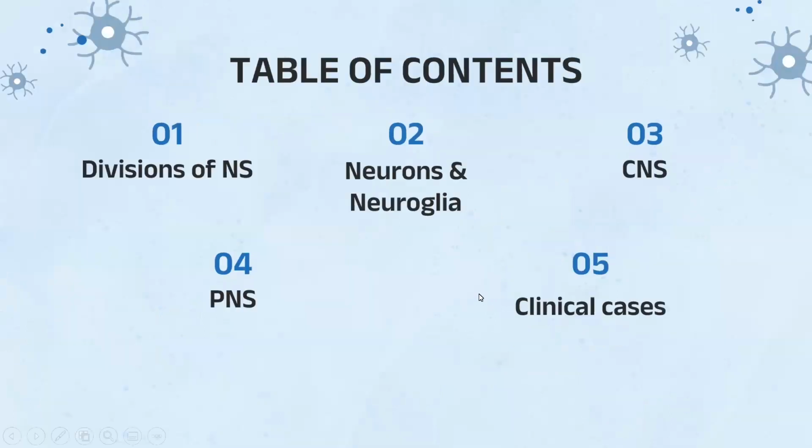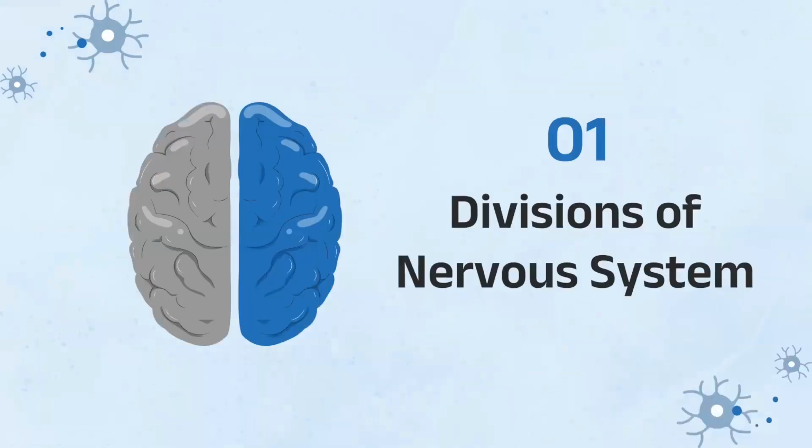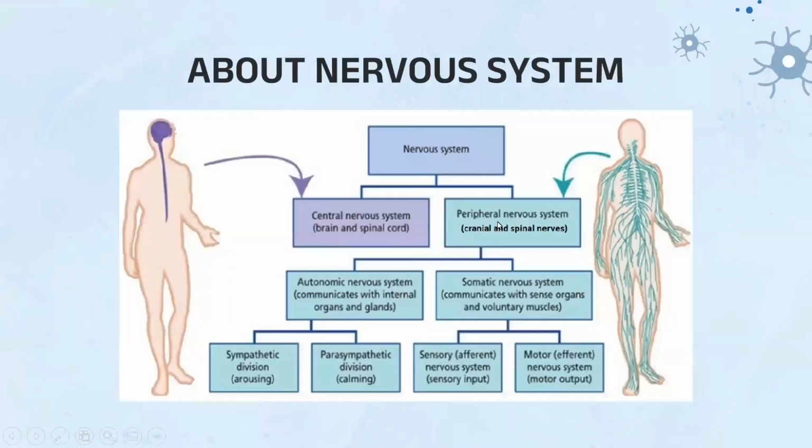Okay, so today we will be discussing the divisions of the nervous system, going over the neurons and neuroglia, central nervous system, peripheral nervous system, and finally some clinical cases. All right, so the division of nervous system. The nervous system is divided anatomically into central nervous system and peripheral nervous system.